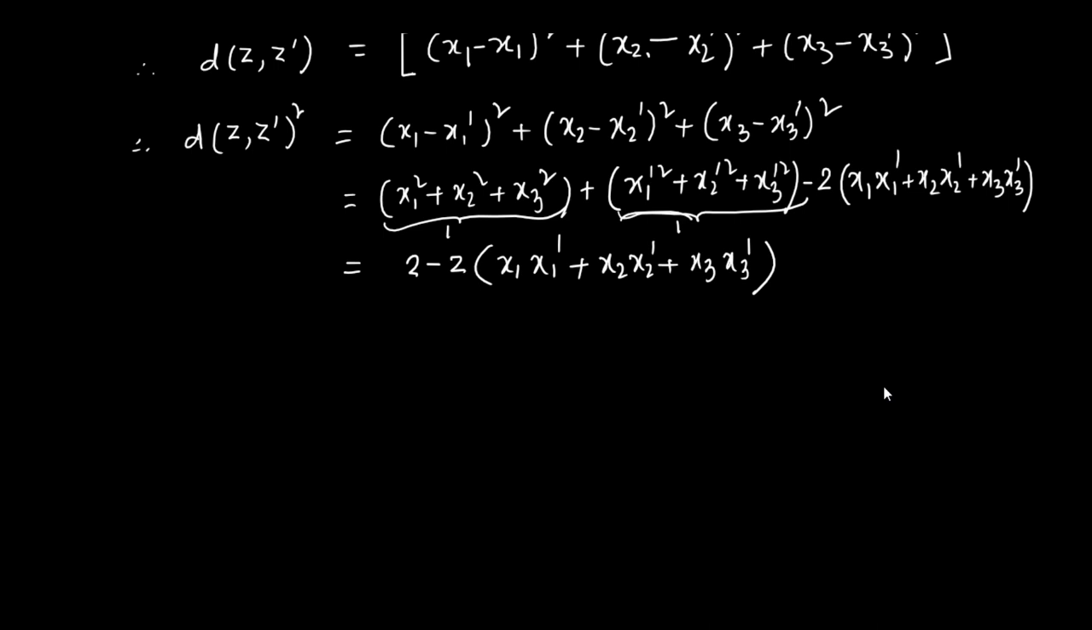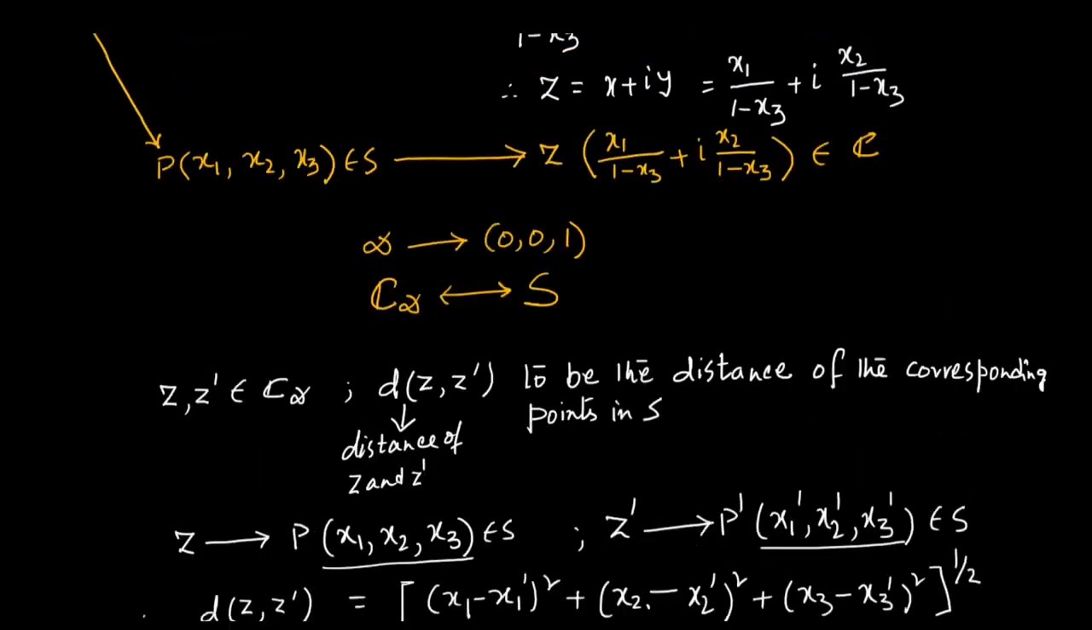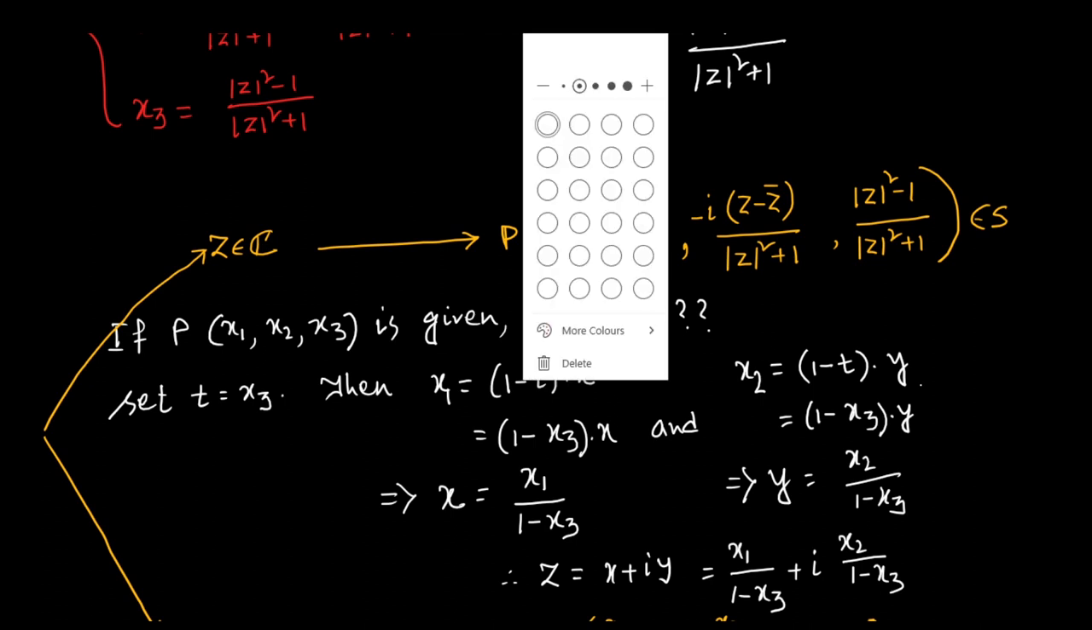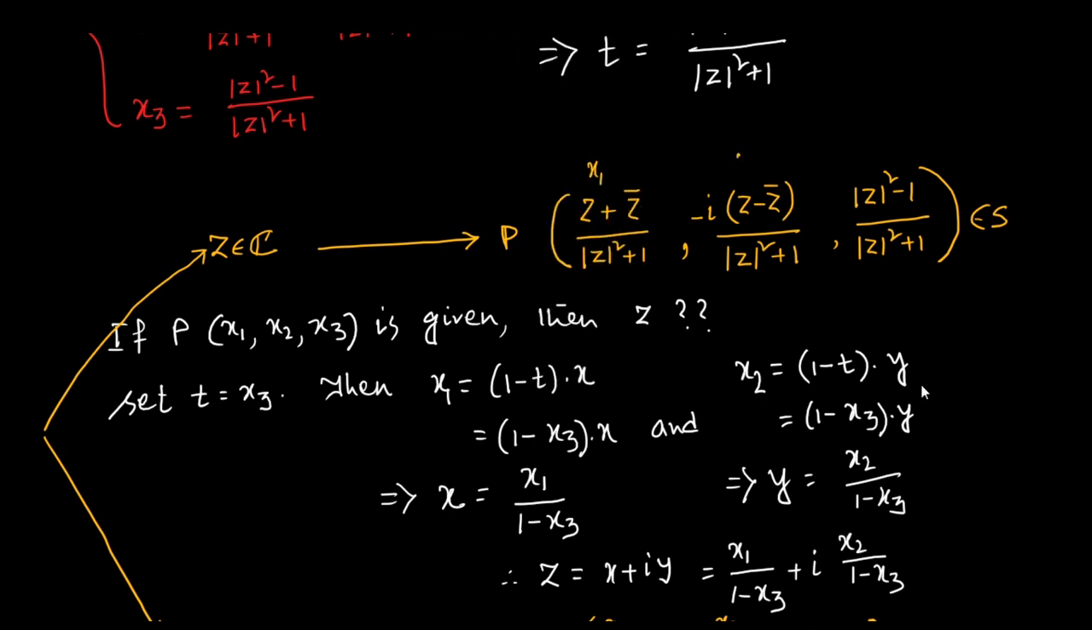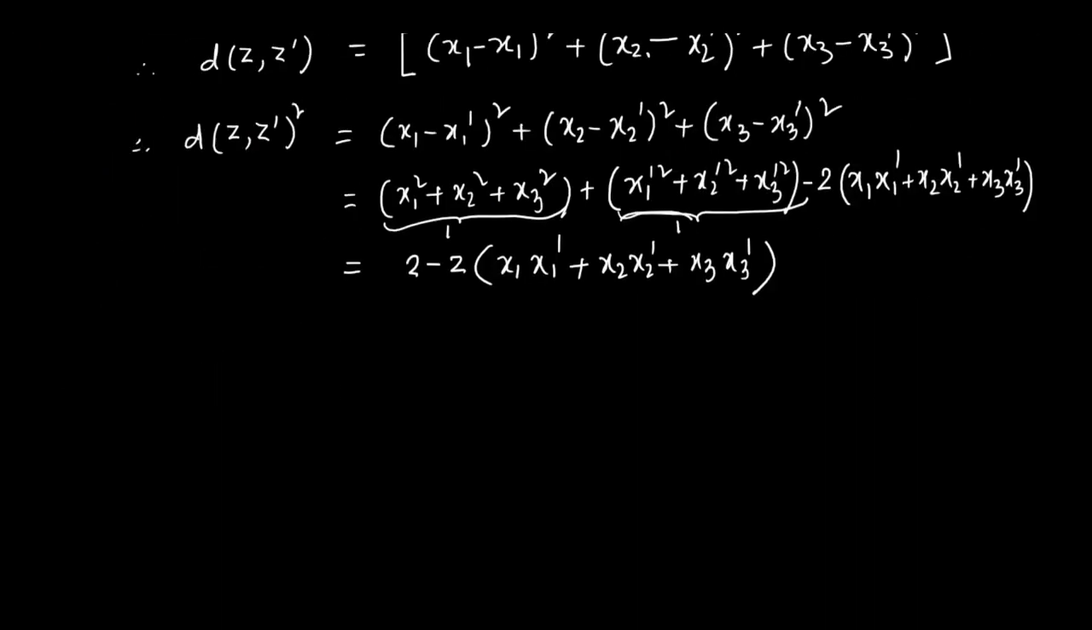Now, as discussed earlier, what is our x1? As per the formula we discussed just before this, we know that our x1 is this, x2 is this, x3 is this. If I use this formula and plug in the values of x1, x1 prime, etc., this can be written as 2 minus 2 into 2 into (z plus z bar) divided by (mod z square plus 1) into (z prime plus z prime bar) divided by (mod z prime square plus 1), because x1 prime, x2 prime, x3 prime are the corresponding point of z prime.